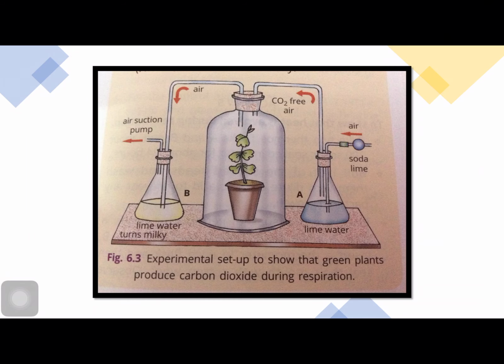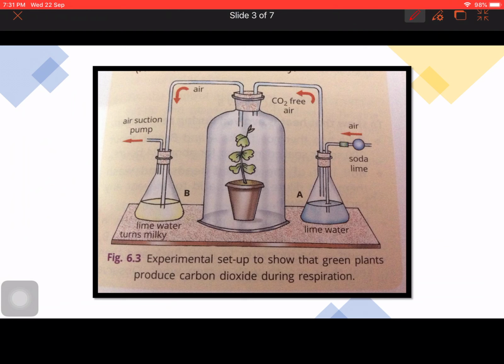Now let us see this diagram. We have taken a bell jar, and these are 2 conical flasks. We have put an air suction pump over here, and we have put some soda lime water and a glass sheet. Now we have placed the bell jar on the glass sheet and connected the bell jar with 2 conical flasks, one here and one here. So 2 conical flasks, A and B, are connected.